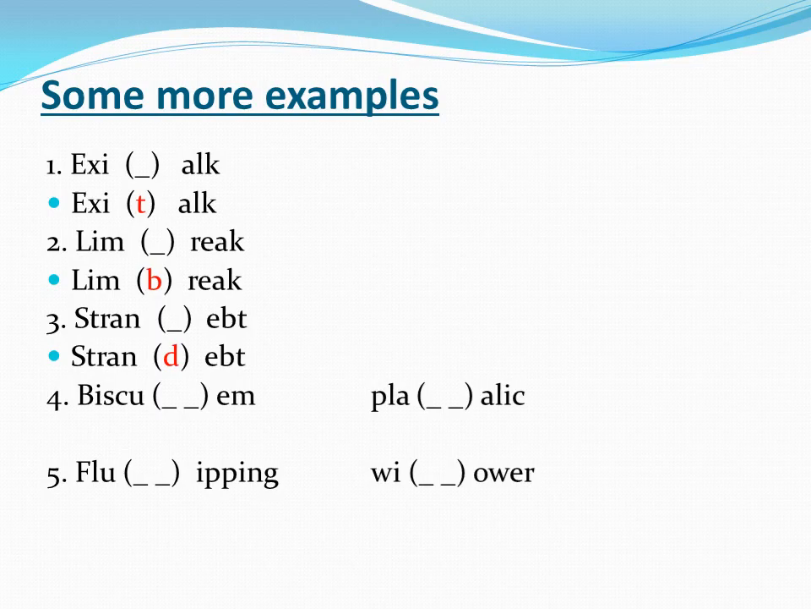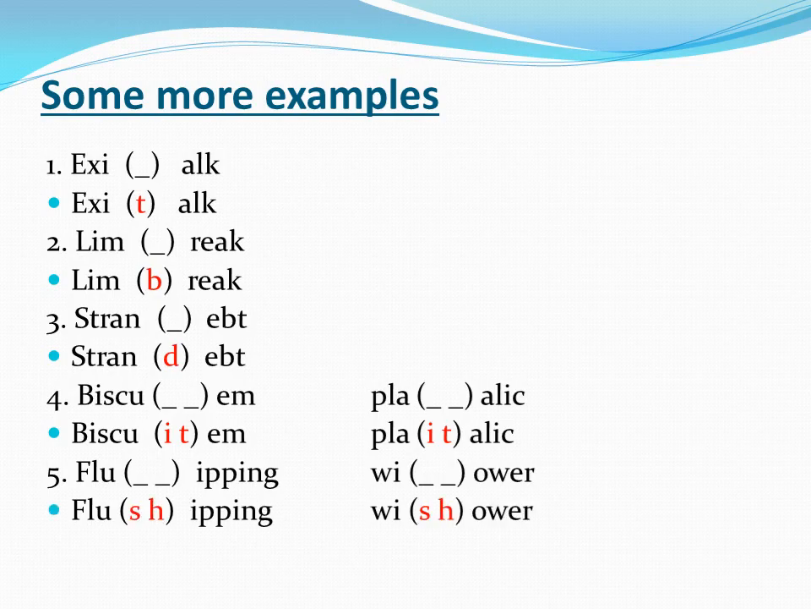In the next example, you can see there are two different pairs of words. In these types of questions, you need to use the same letter or letters to complete both pairs. Let's take the first one. It says "biscu" and "_ m", and the second pair of words is "pla" and "_ alec". We are using IT to make "biscuit" and "item", and with the same two letters, we can make "plait" and "italic". The next one, "flu" and "_ iping", and the second pair is "we" and "_ our". We are using SH to make "flush" and "shipping", and the second pair would then be "wish" and "shower".